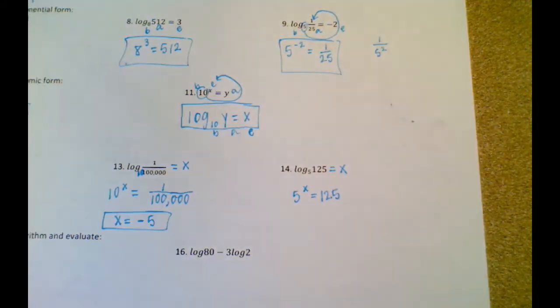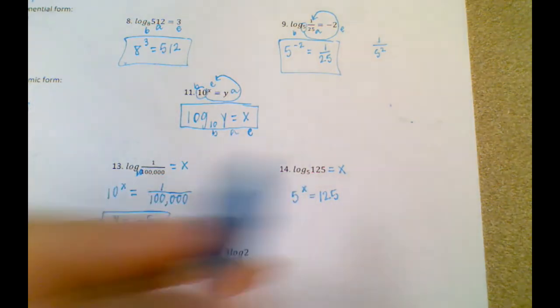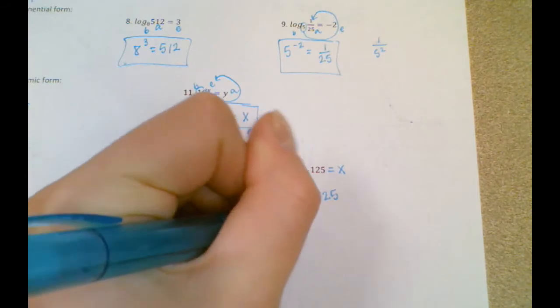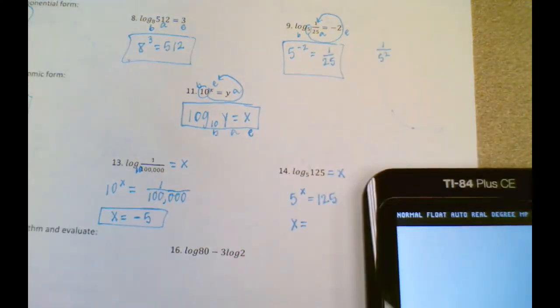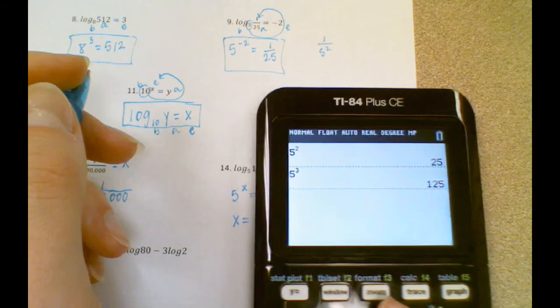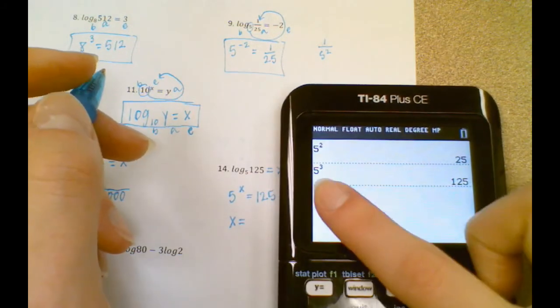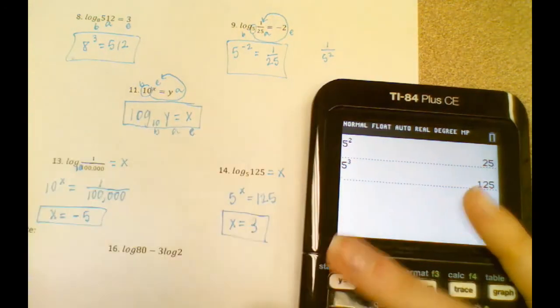And we have to ask ourselves, how many times do we need to multiply 5 by itself to equal 125? Well, we know 5 squared is 25, so that's not going to be it. Let's do 5 to the 3rd. Oh, look, there we go. Sorry, my calculator wasn't in there. See, 5 squared is 25, so that's not the answer. 5 to the 3rd is 125, so X is 3.